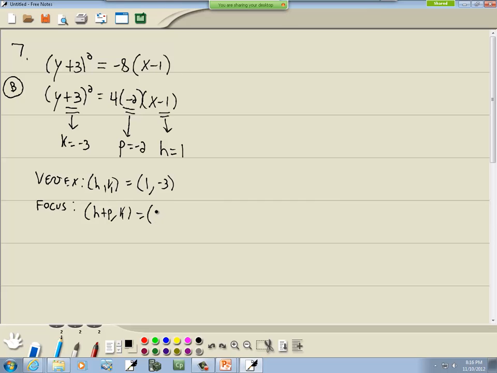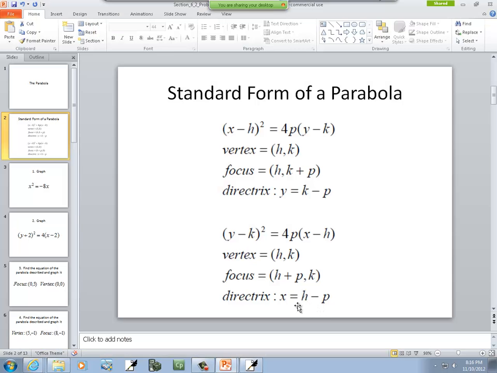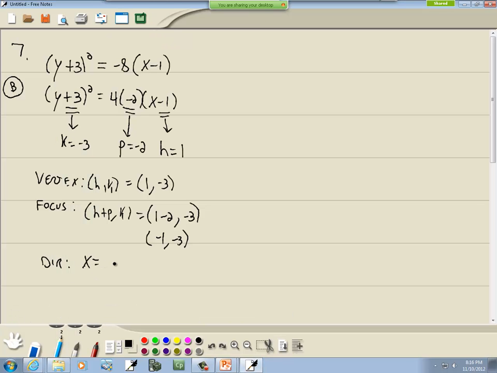So we've got h, which is 1, and plus p, which is negative 2, comma k, which is negative 3. 1 minus 2 is negative 1, negative 3. Our directrix is x equals h minus p. H was 1 minus p, which is negative 2. So negative negative becomes positive, so we got x is equal to 3.